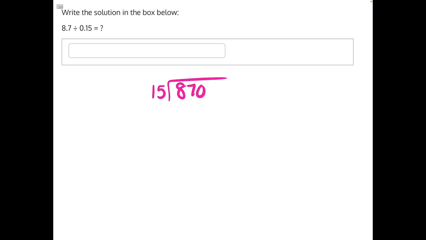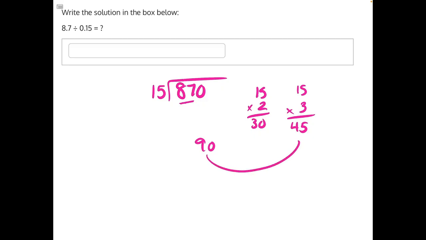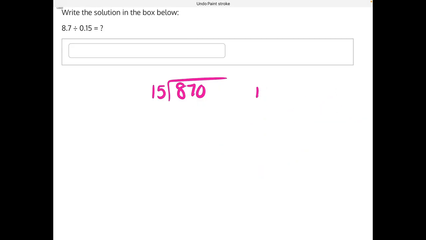15 can go into 87. I'm actually not sure off the top of my head how many times, so we're going to have to do some estimation. I know 15 times 2 gives me 30, and I know 15 times 3 gives me 45, so it has to be something bigger than that, and 87 is pretty close to 90, which I know is twice the amount of 45. So if that's twice the amount of this multiplication problem, then I need to double what I'm multiplying by. So I should aim for either 5 or 6. So let's try both of those and see which one gets us closest to 87.